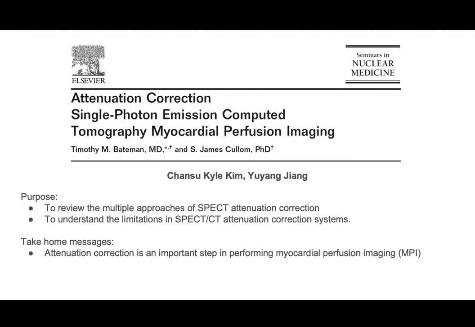Let me start. Hello, my name is Kyle. This is Yu Yang, and today we'll talk about the attenuation correction of SPECT in myocardial perfusion imaging. The purpose of this paper was to review the multiple approaches of SPECT attenuation correction, and also to understand its limitations. Take-home message: it is really important to have an attenuation correction for the MPI.